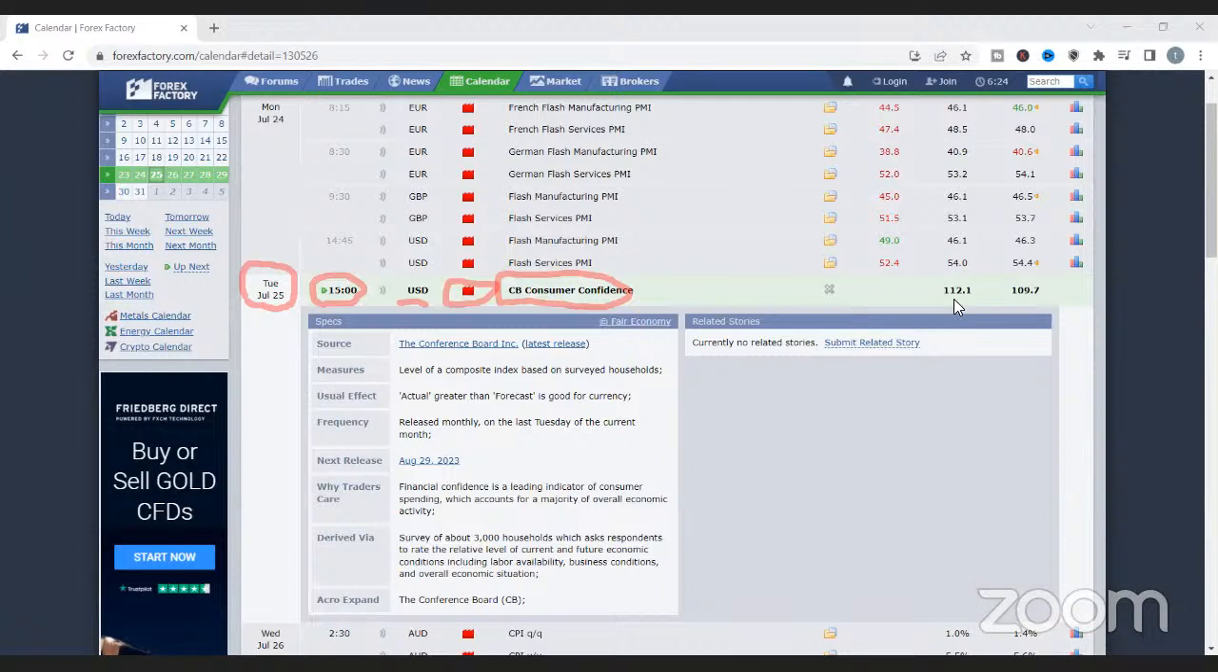depending on if it is greater or less, we would know whether it is good or bad for the US dollar. So there's always an easy and straightforward way to interpret the news. And once you interpret it, it will help you to have a good enough idea of the directional bias of the USD. This is the fundamentals.